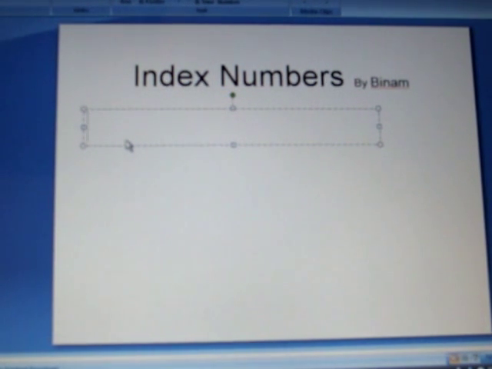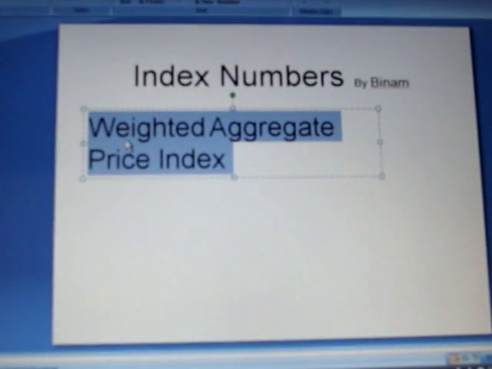This is the second video on index numbers. Here we'll learn about weighted aggregate price index. So we learned from our previous video that index is a means of comparing changes in some variable over time. Index is more useful when there are many items involved. Let us look into these pictures here.